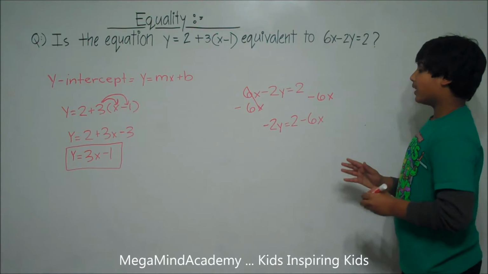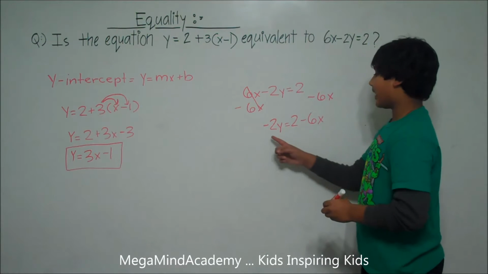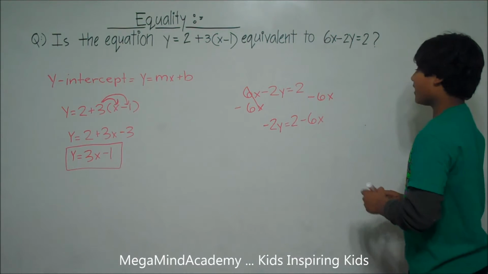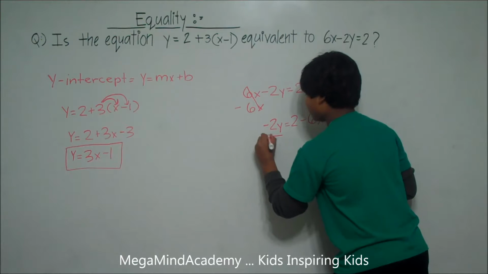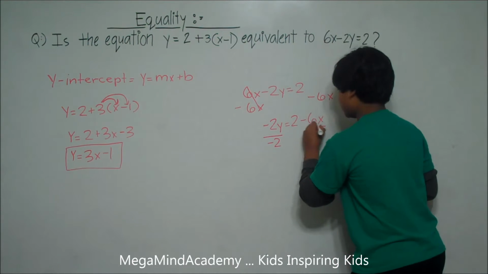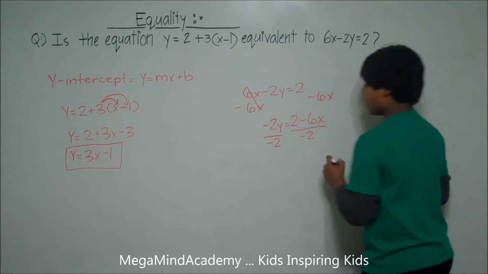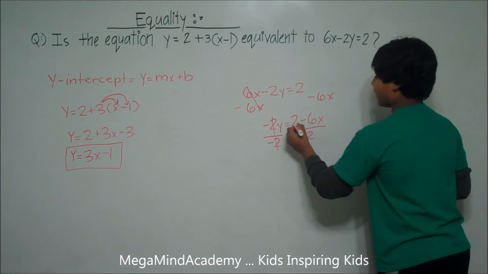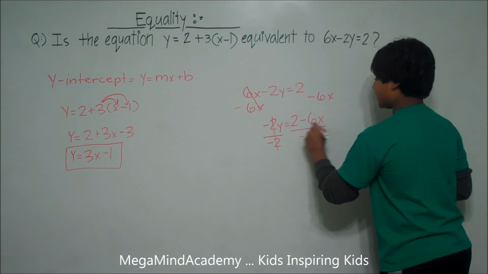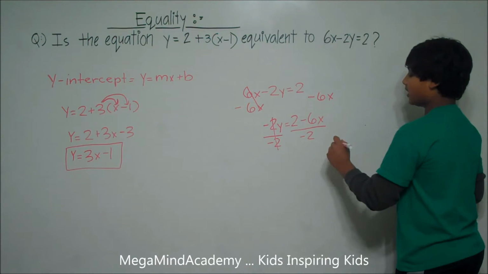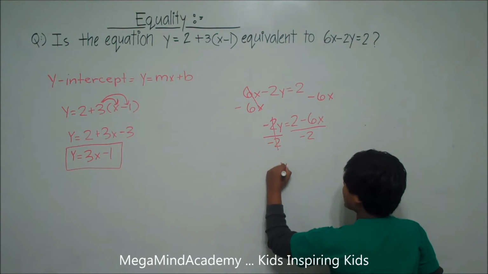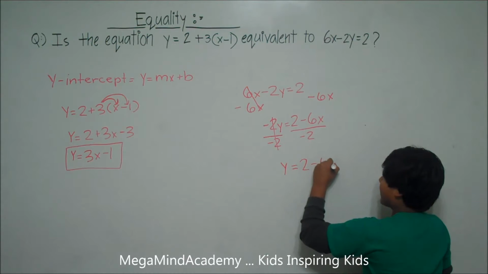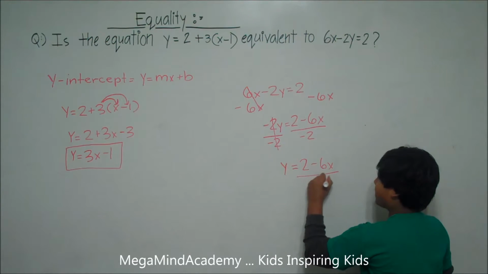Now, we're not done yet. We have to have one y. We can't have a coefficient here; the coefficient must be 1. So, we have to divide by negative 2 on both sides. Negative 2 and negative 2 cancel out, and we're left with 2 minus 6x divided by negative 2. So y equals 2 minus 6x over negative 2.